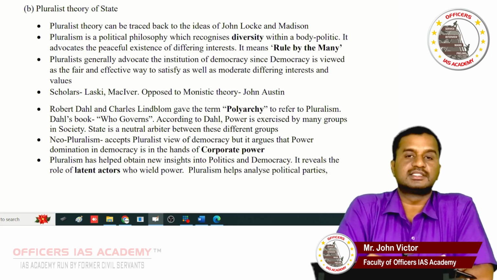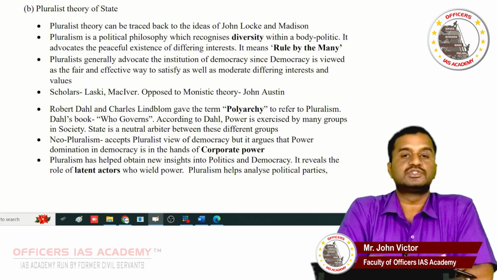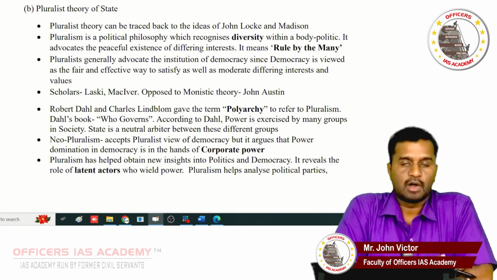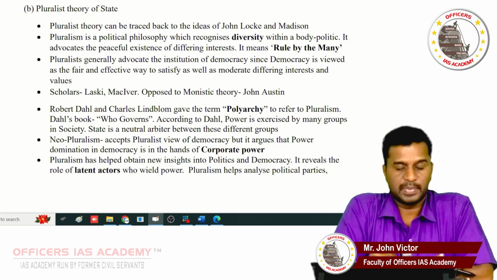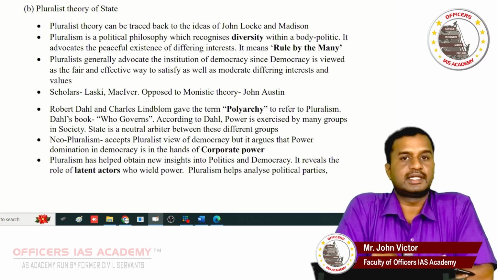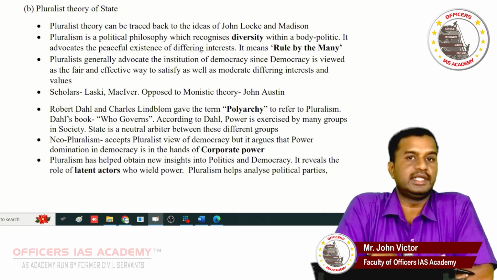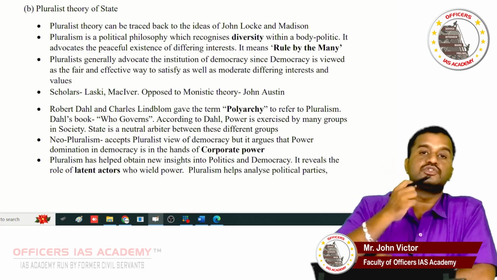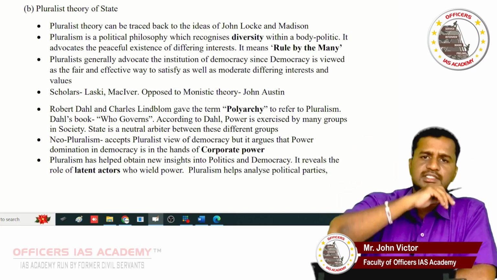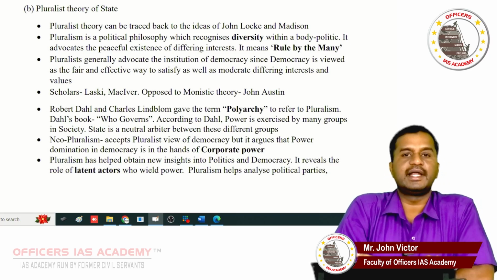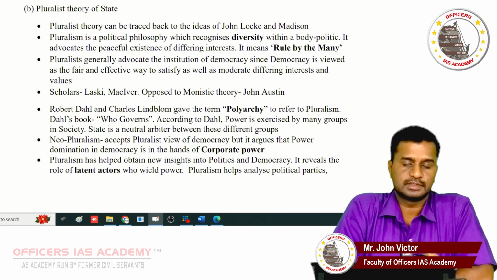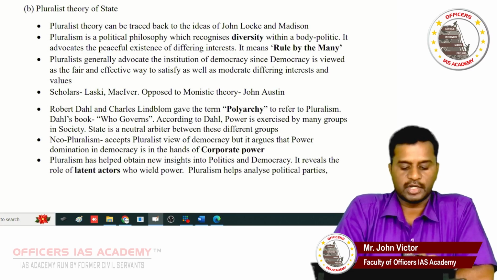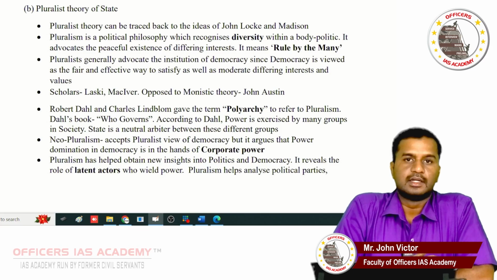The monistic theory tells that the state is the most important institution in society. According to pluralist theory, power is in the hands of many. Power is dispersed. State is an institution, but state is not the only institution. There are many institutions in society, out of which state is one. State wields power. At the same time, state also has responsibilities. These are the arguments of the pluralist theory of state.